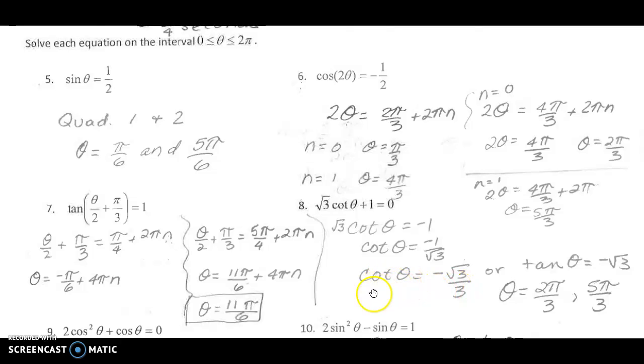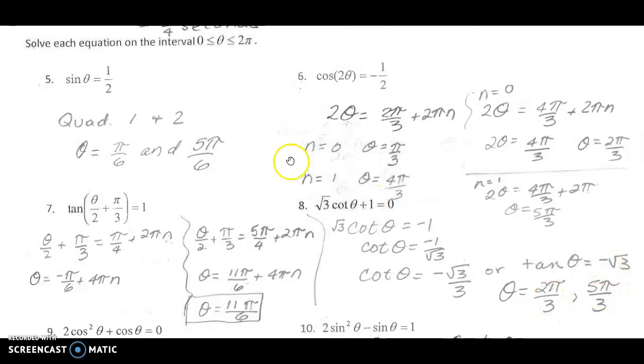Now, we're usually not accustomed to finding cotangent on the unit circle. We're more comfortable with tangent. So if we just reciprocal both sides, the reciprocal of cotangent is tangent. The reciprocal of this fraction is negative square root of 3. So then we're looking for angles whose tangent is negative square root of 3. Again, tangent on the unit circle is the y divided by the x. So those two angles would be 2 pi over 3 and 5 pi over 3.